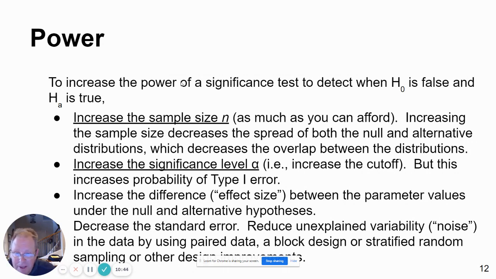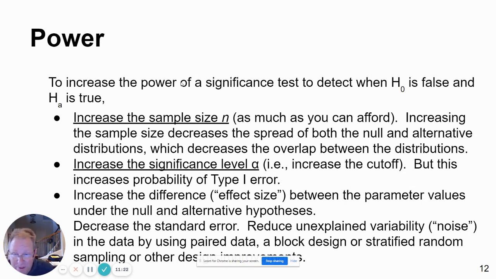The third point, increasing the difference or the effect size between the parameter value under the null and the alternative hypothesis. Now, what am I talking about here? I'm saying that big effects are easier to detect than small ones. If the two distributions are far apart, it makes it easier for me to detect a difference. That should come as no surprise. However, it is not always possible to manipulate the difference between the mean values under the null and the alternative hypothesis. Sometimes we just can't control Mother Nature.